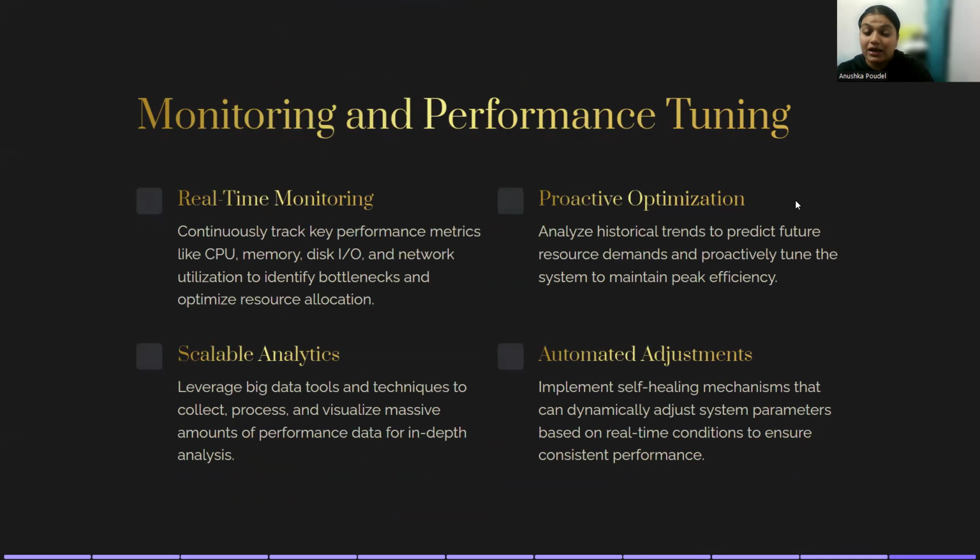Proactive optimization. Analyze historical trends to predict future resource demands and proactively tune the system to maintain peak efficiency. Scalable analytics. Leverage big data tools and techniques to collect, process, and visualize massive amounts of performance data for in-depth analysis. Automated adjustment. Implement self-healing mechanisms that can dynamically adjust system parameters based on real-time conditions to ensure consistent performance. So that was about the database system environment.